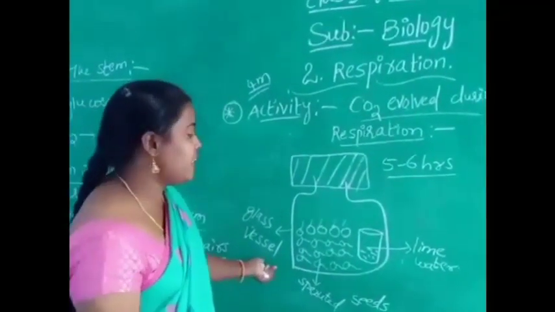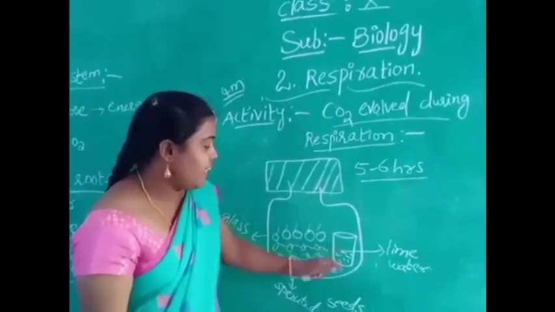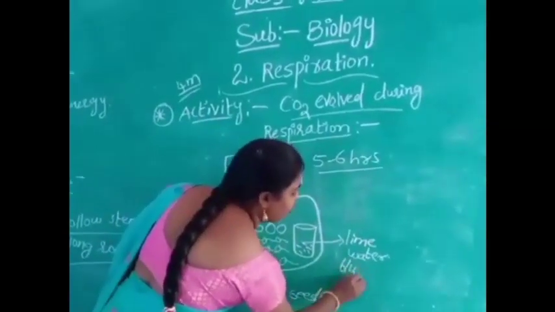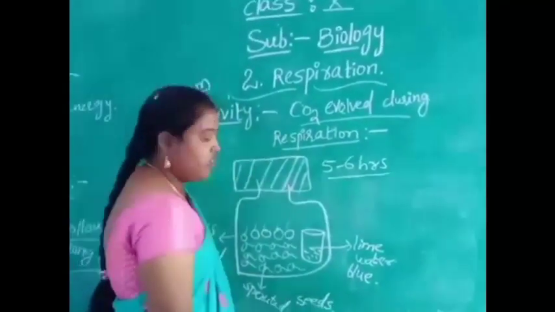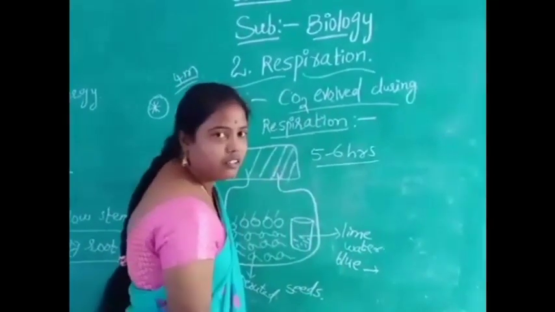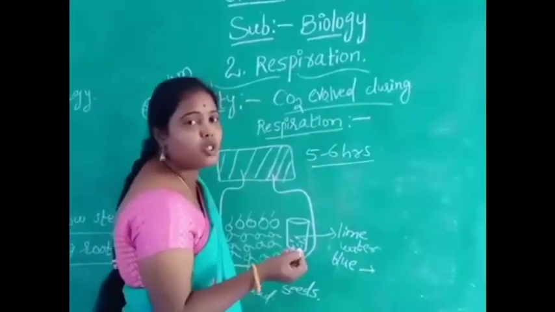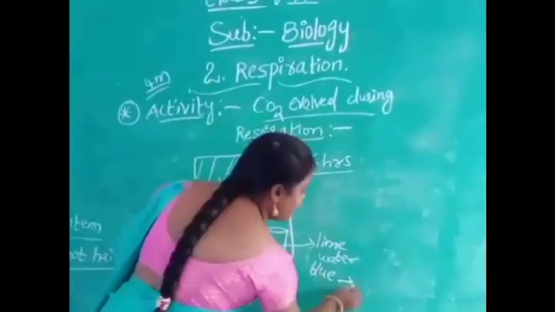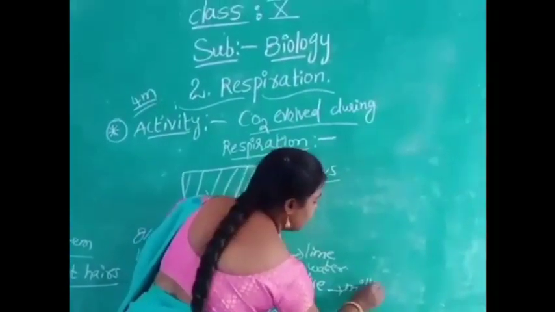What happens now? The lime water is originally blue in color, but after 6 hours, we observe that the blue color lime water is converted into milky white.